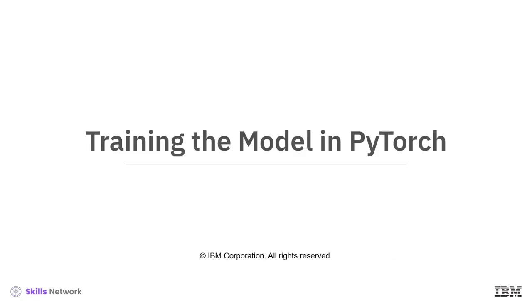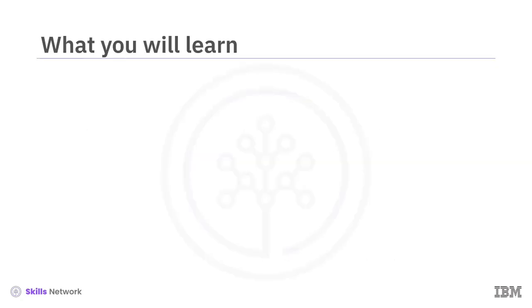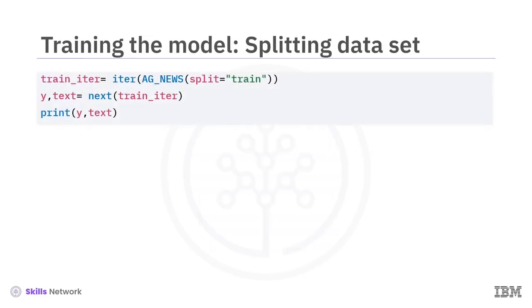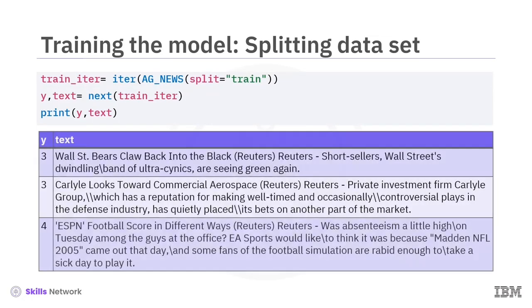Welcome to training the model in PyTorch. After watching this video, you'll be able to describe how to train a neural network in PyTorch. Let's use concepts related to cross-entropy loss and optimization to train the model with PyTorch. Consider you have a news data set that has been tokenized and indexed. Let's proceed to split the data set.